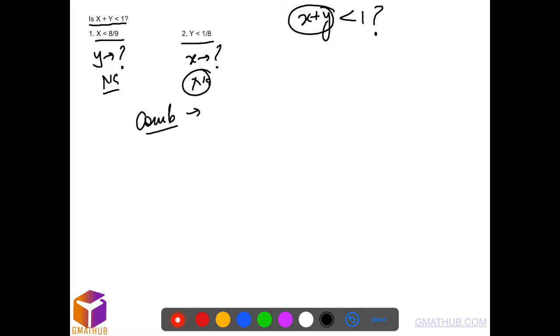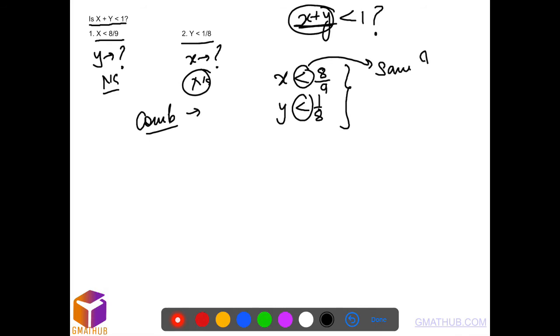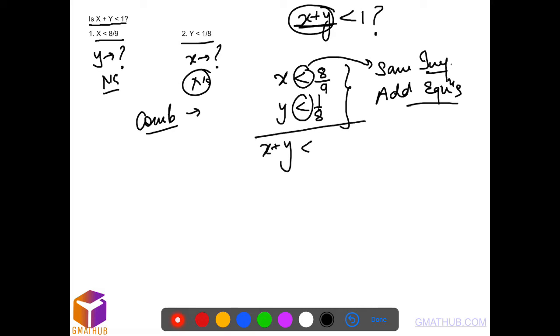Now see, ultimately what we need is x plus y. One equation is x is less than 8 by 9, another is y is less than 1 by 8. When the inequality signs are same, we can simply add the two equations. So wherever you see two equations in inequality, we can simply add them if the inequality signs are same. So it becomes x plus y less than 73 by 72.